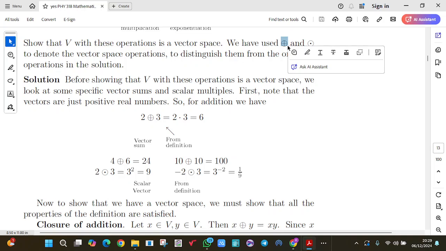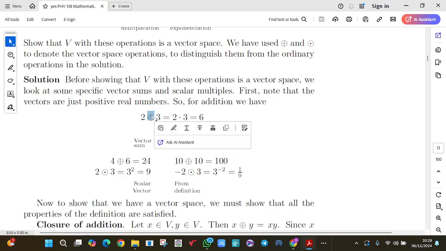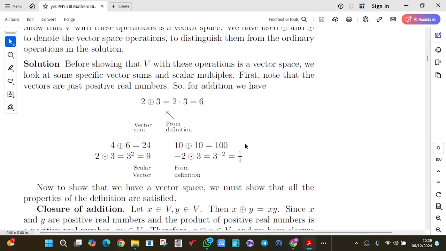Is that clear? If I put it down inside this circle, you must ask me what the definition is. Now, this definition is saying that even though it is a sum, it's defining it as: take 2 multiplied by 3. That's what you see. So it continues like that. Therefore, 4 circle 6 means 24, that is, take 4 multiplied by 6. The same thing, 10 by 10. Because this is the definition, it means take 10 multiplied by that.